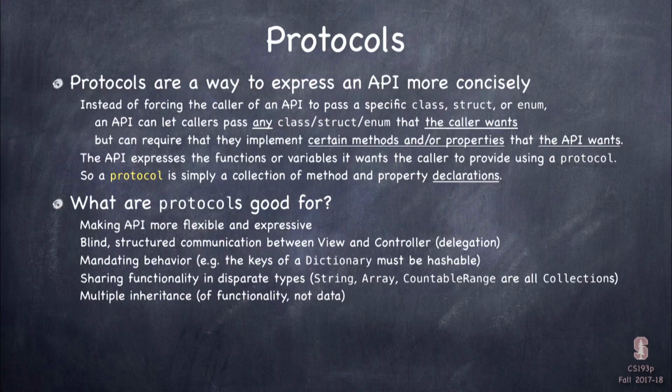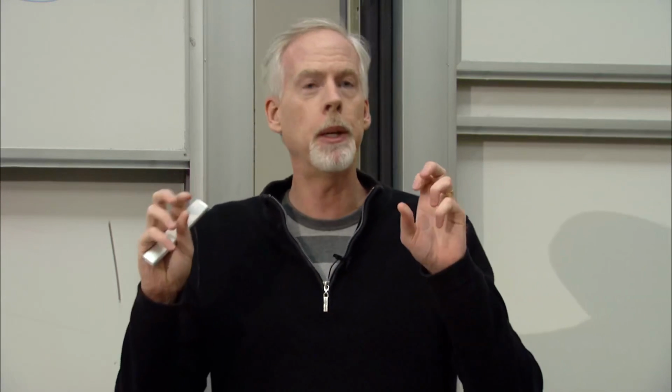It's also great for mandating behavior. For example, a dictionary is a hash table. Raise your hand if you know what a hash table is when I say that. Okay, everybody, good. So it's a hash table, so the keys of a dictionary clearly have to be hashable, right? You have to be able to get a hash value, otherwise you can't hash them and put them in as the keys of this hash table. Well, protocols let us define dictionary in a way so that we don't use any keys that aren't hashable. So mandating behavior of hashability, for example, of the key.